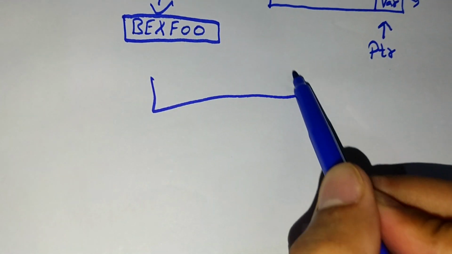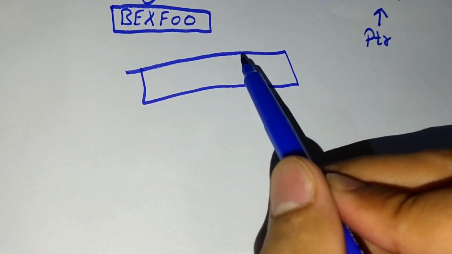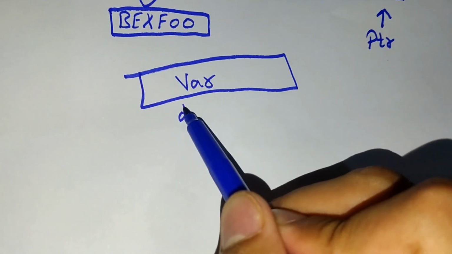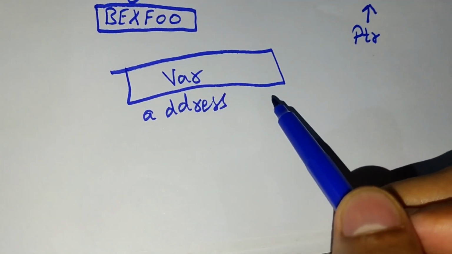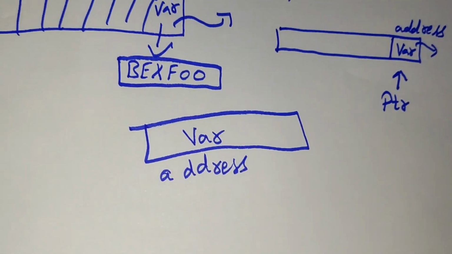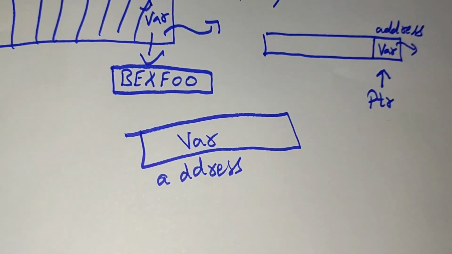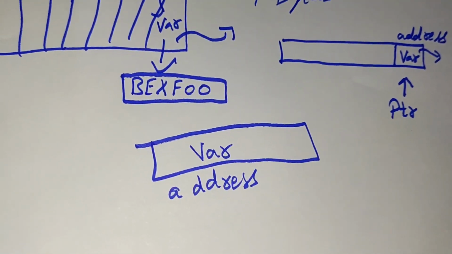So we visualize this: whenever we store a variable, this is the variable and this is its address. Now that we have the address, let's go into the compiler and see the syntax, how we can access the address and how we assign and declare pointers. Let's have a look.